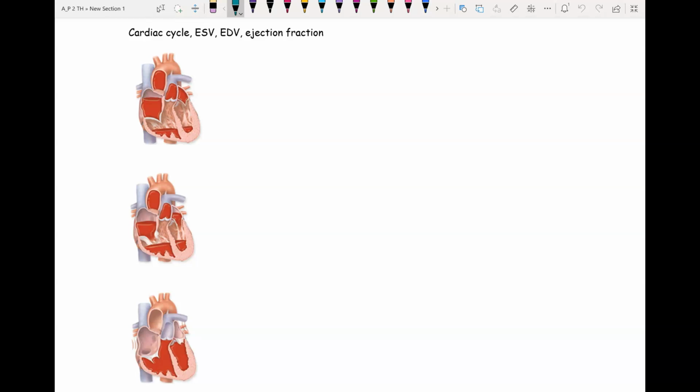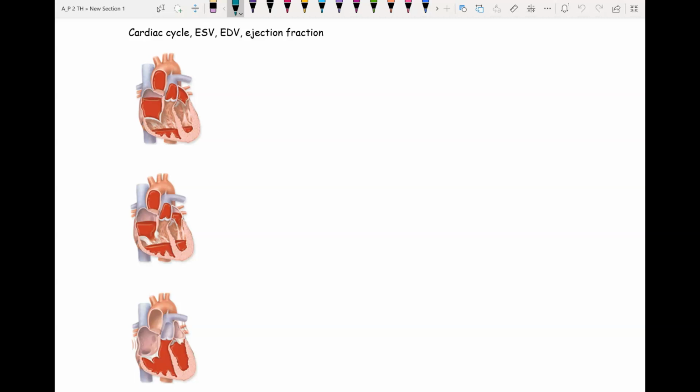The cardiac cycle is the steps of the heartbeat. So think about the heartbeat, lub-dub. It happens in two parts, and we've already talked basically about these two parts. First, the atria contract, then the ventricles contract. We're going to break this down into further steps to see exactly what's happening as the heart beats.